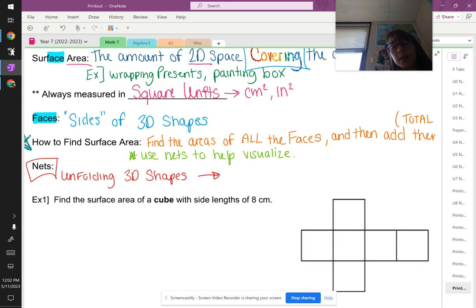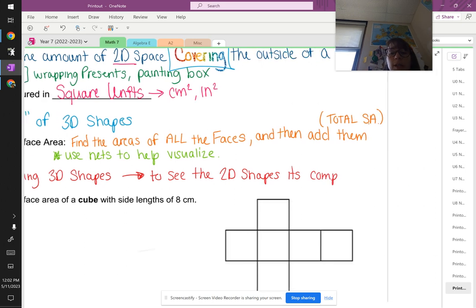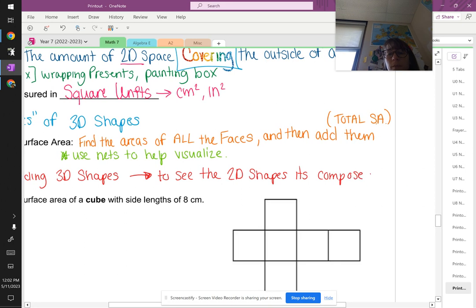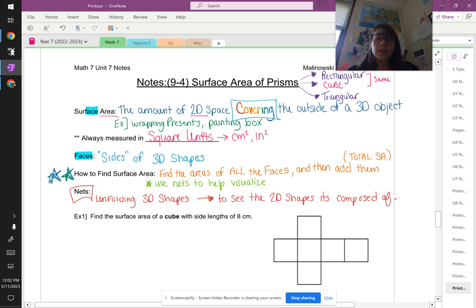And the purpose we unfold those shapes is to see the 2D shapes it's composed of. So we'll get into that in the next examples.